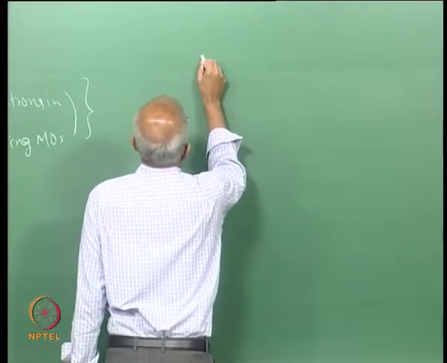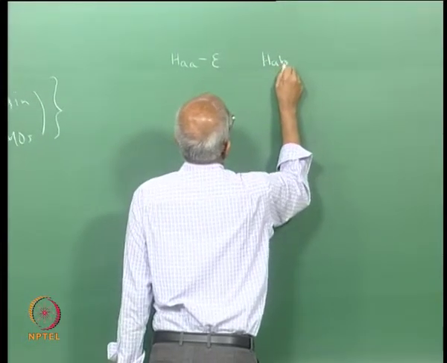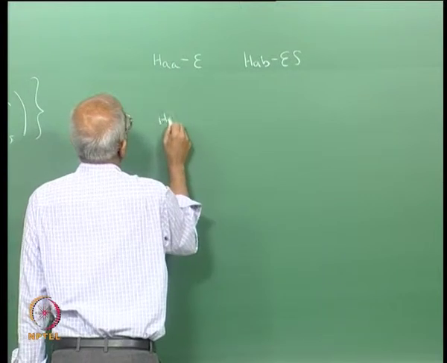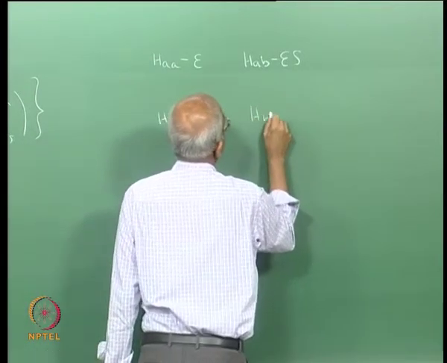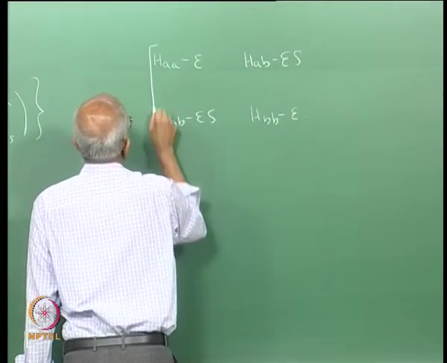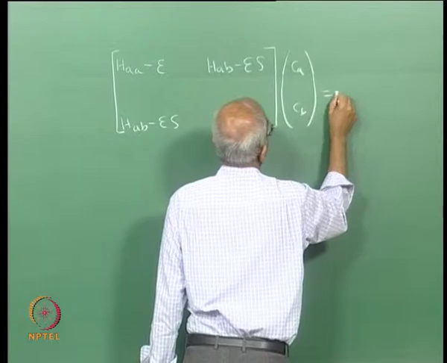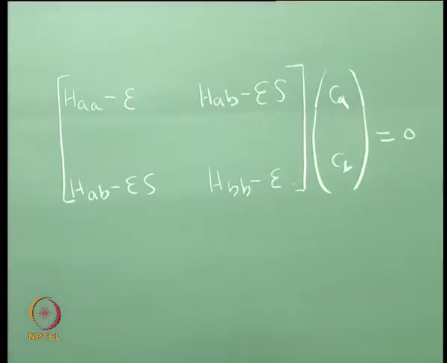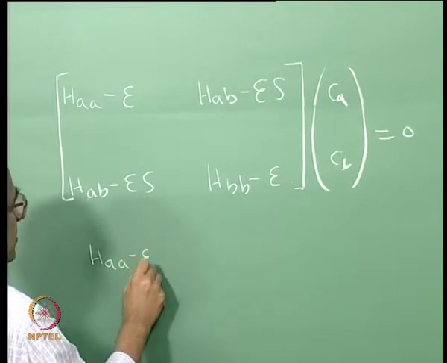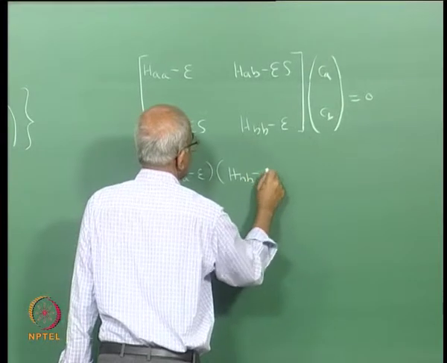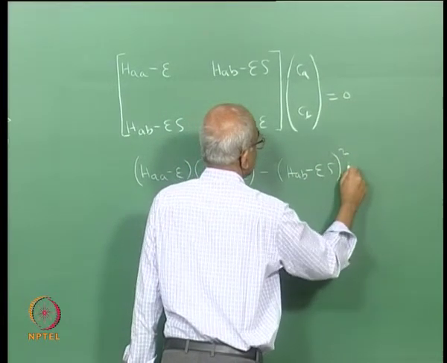Remember, our expression according to molecular orbital theory was HAA minus E, HAB minus ES, HAB minus ES, HBB minus E. You had a square matrix multiplying CA CB and you said that this has to be equal to 0. This was our general expression, and then you said that you have to take the determinant of this matrix and put it equal to 0. That actually means (HAA minus script E) into (HBB minus script E) minus (HAB minus ES) the whole square is equal to 0.